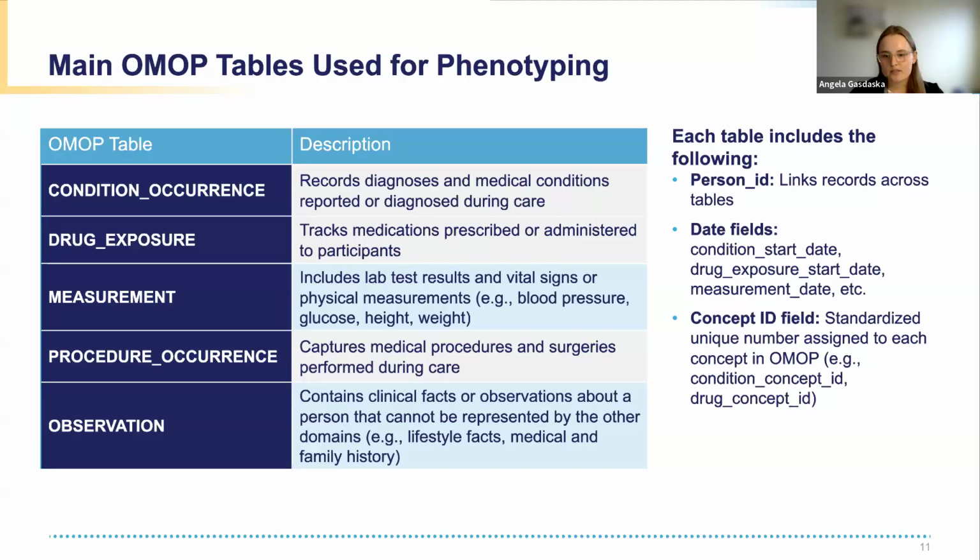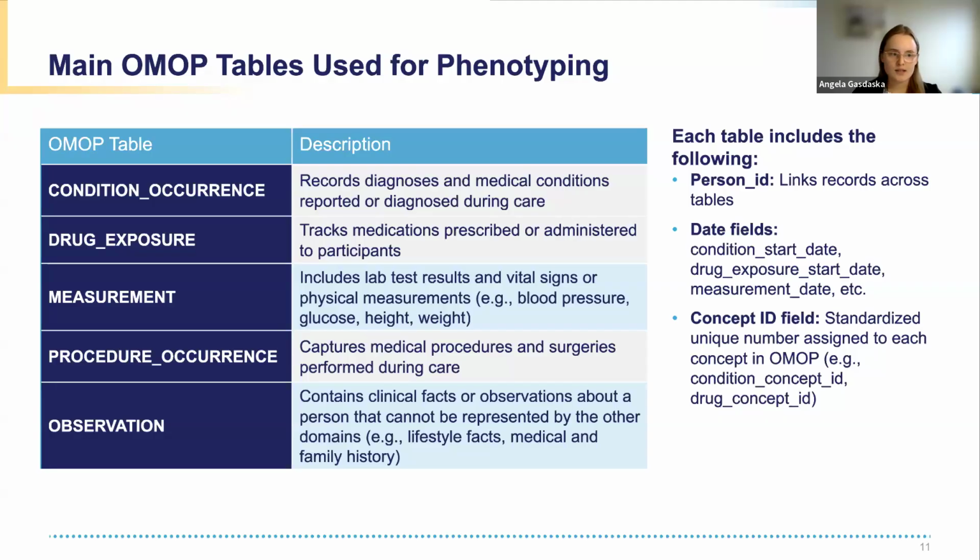Every single one of these tables has some common fields that are really crucial for phenotyping. Just to point out a few, we have the person ID, which enables you to link records across tables, so you can connect a person's diagnoses to their medications and their lab results. There are also date fields, and these are really important when you're developing a phenotype with temporal logic, which we'll talk about in a little bit.